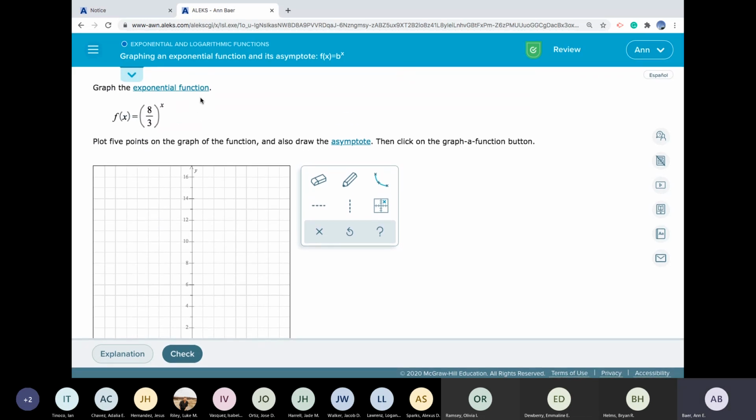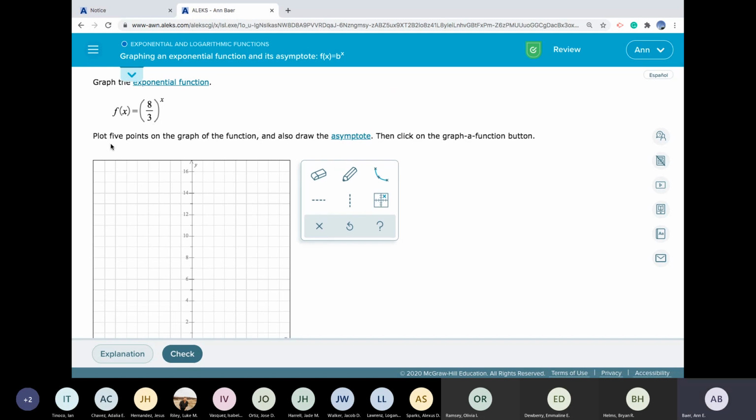Graph the exponential function f of x equal to 8 divided by 3 raised to the x. So we actually have a fraction raised to the x here, unlike what we just saw. Plot 5 points on the graph of the function and also draw the asymptote. Then click on the graph of function button. So once we graph our function, we'll be able to identify where our asymptote is. So let's graph the function. So we're graphing f of x equals 8 divided by 3 raised to the x.